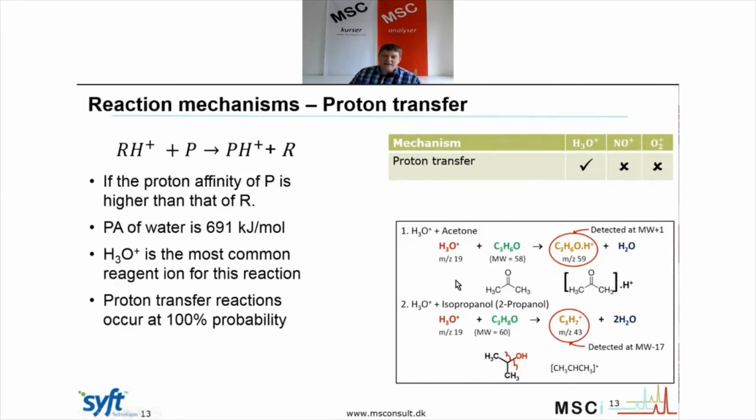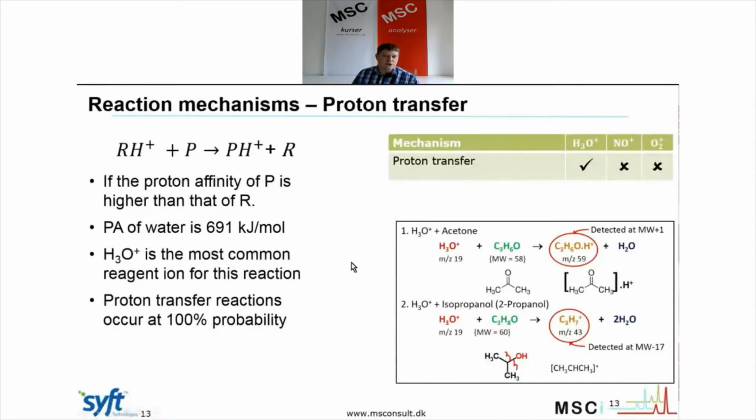Another thing that can happen is that, for instance, here with isopropanol, you have an alcohol group, and when you protonate it, you split off the hydroxy group, and then you have water and find your new product at the mass to charge ratio of -17, because you add 1 and subtract 18.